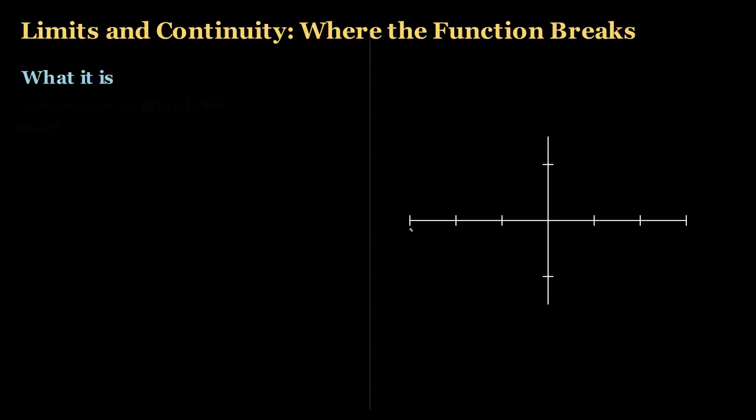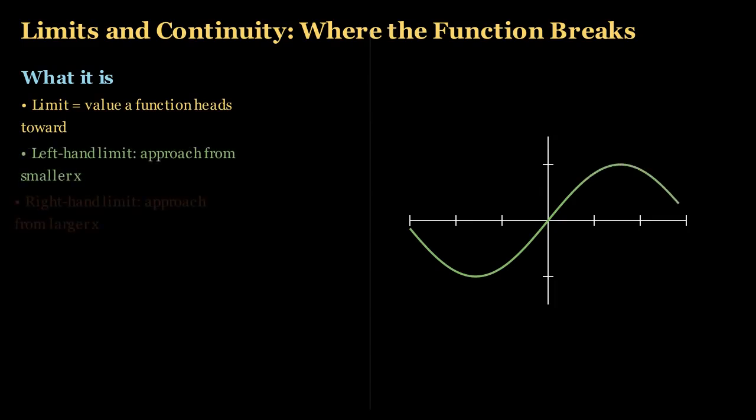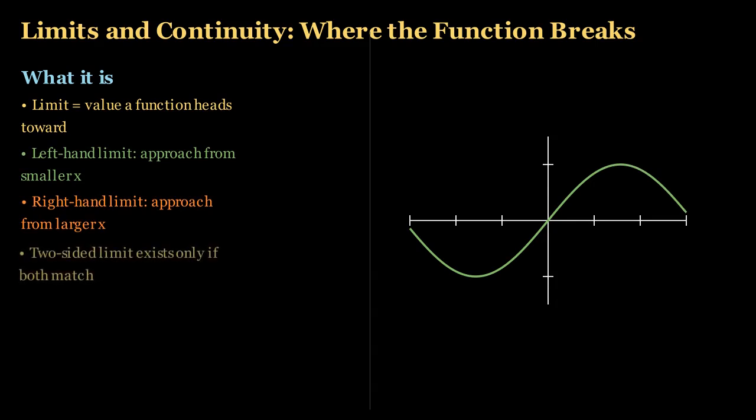Imagine you're walking along the graph of the fractional part function, which we already know looks like a sawtooth wave. You're heading toward x equals 2. A limit is simply the y value the function is aiming for as you get closer and closer to that x, even if you never actually step on it.